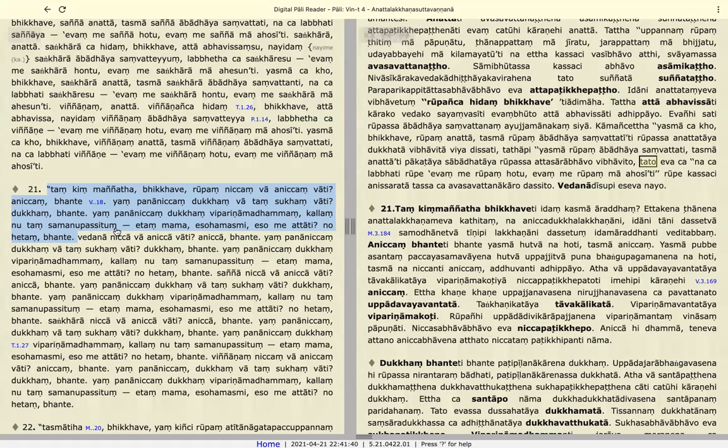Is this able to be seen as that? Idam mama, this is mine. Eso ham asmi, this I am. Eso me atta, this is myself. Here, the first nature is anicca, the second nature is dukkha. What is that characteristic? Natta. How is viparinama dhamma separated? Subject to change, the nature which has the nature of change.